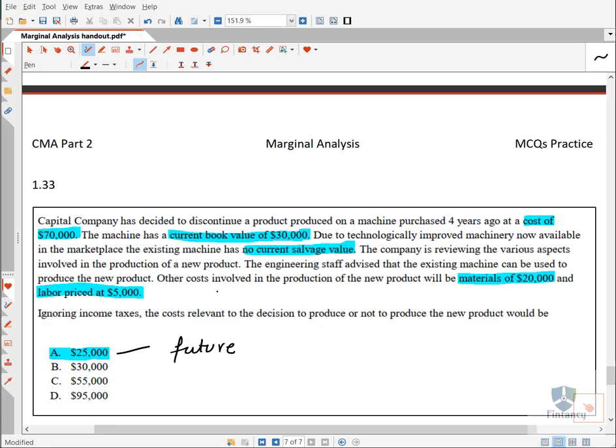The amount is fully depreciated. They told you, right? No salvage value. Yes, there is a book value of 30,000, but Naveed, that is irrelevant. Why? Because that is a past cost. I already purchased it 4 years ago. So whether I go for the new product or not, will there be any impact on this machinery? No. Right? Very nice.